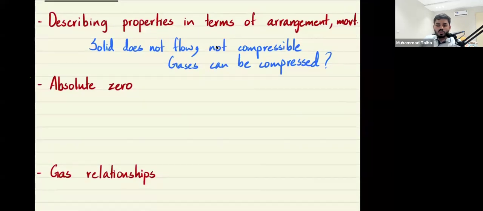Next one, absolute zero. Again, for absolute zero, it's not sufficient that you know the temperature of absolute zero, which obviously you should know, which is minus 273 degrees Celsius or 0 Kelvin, but you must also know its understanding that this is the temperature which is associated with the minimum kinetic energy of particles.